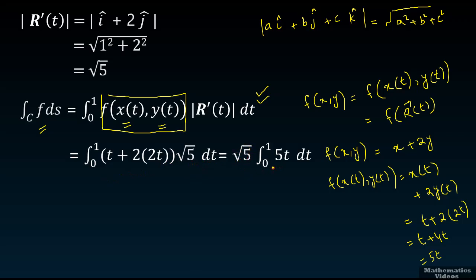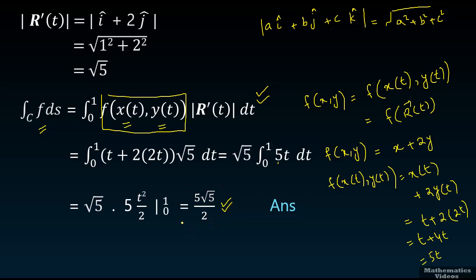Now we will perform the integration and apply the power rule of integration, so that we get this result, square root 5 times t squared by 2, with the limits of integration from 0 to 1. No need to apply the lower limit of integration, as it makes this expression equal to 0. So just apply the upper limit of integration, and we get this result, 5 square root 5 divided by 2. So this is the answer.